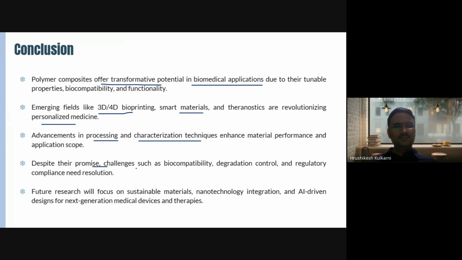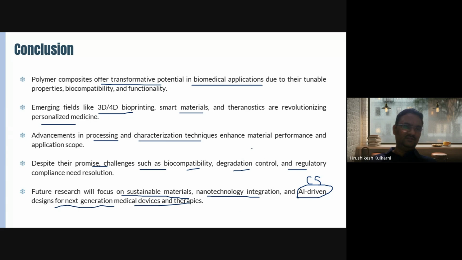Despite their promise, there are some challenges, as I have already mentioned. You have to overcome these challenges so that this will be a better thing for human beings. Future research will be on sustainable materials, nanotechnology integration, AI. It is a very popular branch nowadays, but people only see this as computer science engineering. But AI can be used in all areas. AI systems can be used for next generation medical devices and therapies.